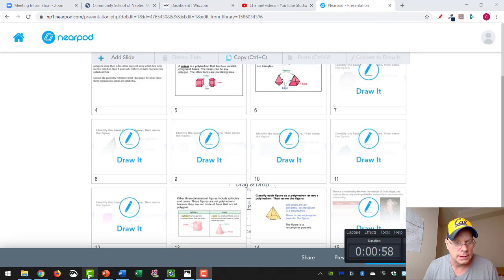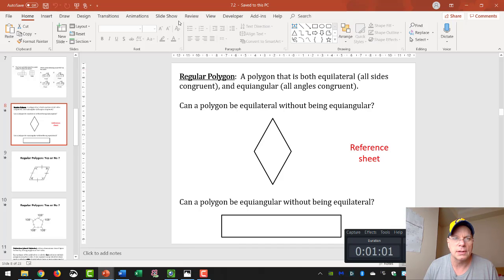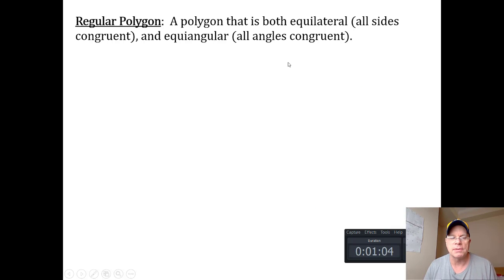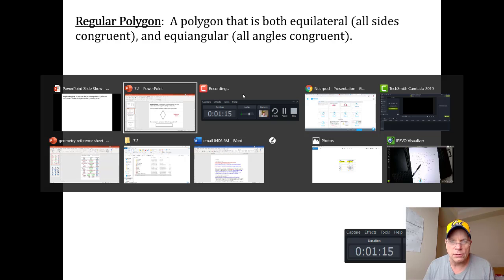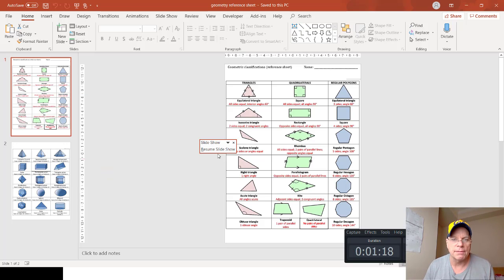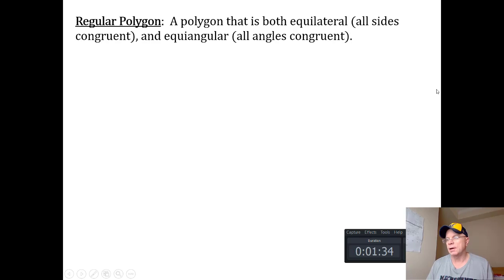What I want to do now is talk about this definition. So a regular polygon is a polygon that is both equilateral, so all the sides are congruent, and equiangular, all the angles are congruent. And if you look at the geometry reference sheet, several examples of regular polygons are on one side of that sheet on the right in blue. So you can use that as a reference tonight when you're working on your assignment, and also just as we're going through these ideas in the notes.